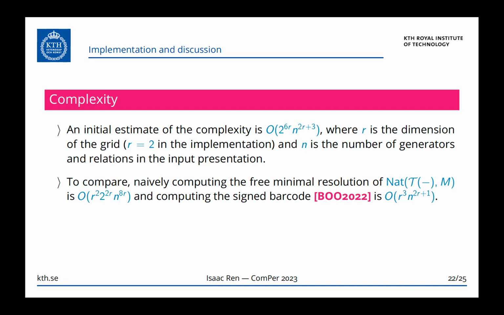As a comparison, the naive approach would be to just compute the entire minimal resolution. If I did my computations correctly, if you ignore the r, because most implementations will probably have r constant, it's n to the 8r, which is much greater. And then another related invariant, from the Botnan, Oppermann, Oudot paper, is the signed barcode. Based on discussions with Steve, I'm pretty sure the complexity is something like n to the 2r plus 1. So it's faster, but it also has slightly less information. So I think that makes sense.